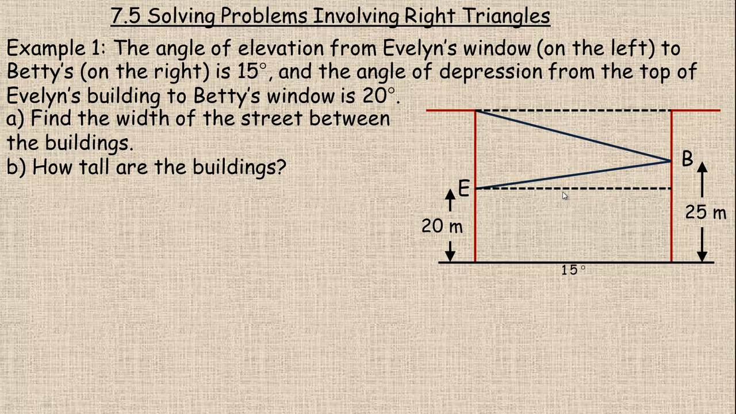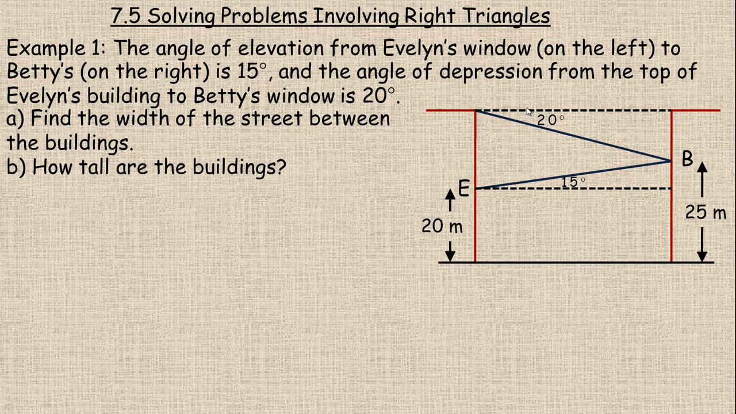Angle of elevation means the angle a line of sight makes with a horizontal. It's called elevation if you're looking up. The angle of depression from the top of Evelyn's building to Betty's window, which would be this line of sight, is 20 degrees. Angle of depression is an angle a line of sight makes with a horizontal, called depression because we're going down. And in A, we're asked to find the width of the street between the buildings.